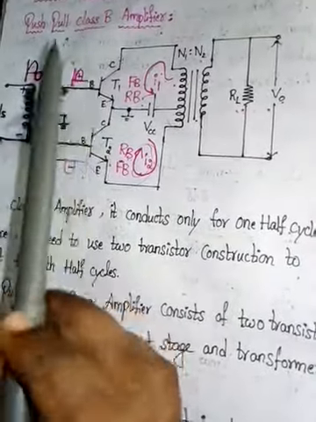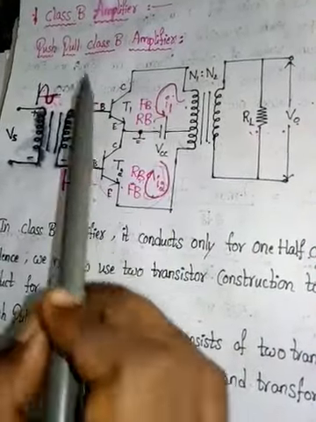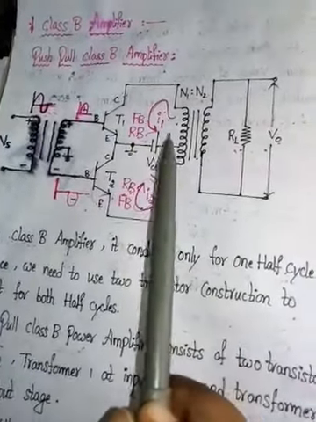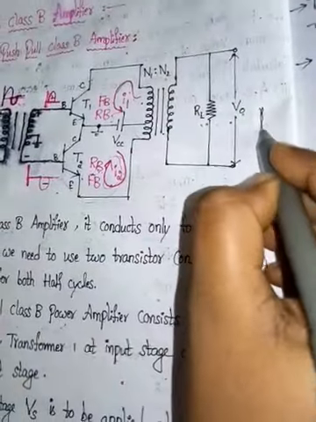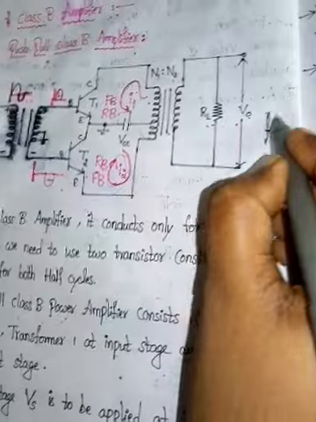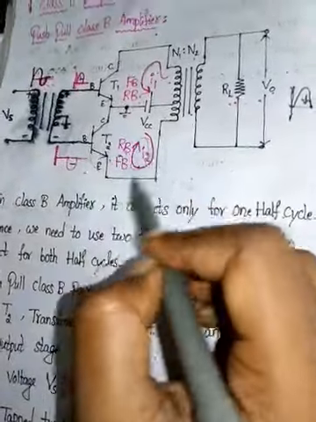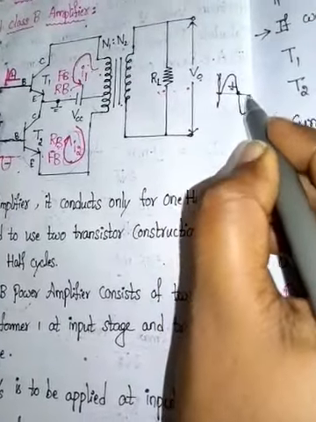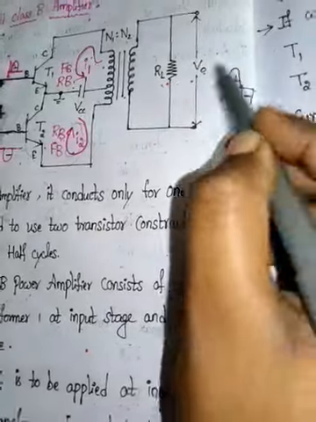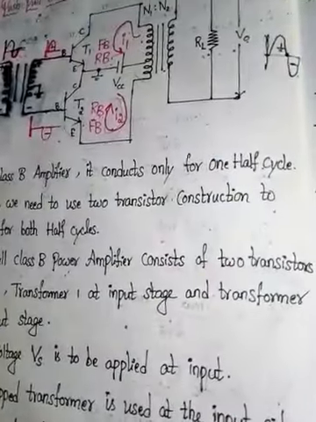The reason we call this a push-pull class B amplifier is that for one half cycle it will push the output to the positive side, and during the negative half cycle it will pull the output towards the negative. So the name is push-pull class B amplifier.